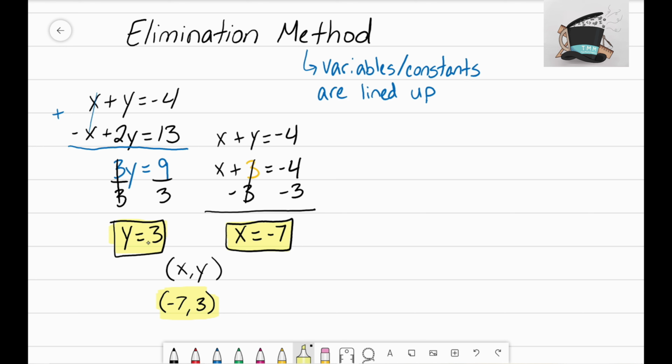Okay, please be careful when you write these. We solved for y first. We did not solve for x, so make sure you don't make the mistake of writing 3, comma, negative 7. That would be incorrect. Okay, it's always x, y.